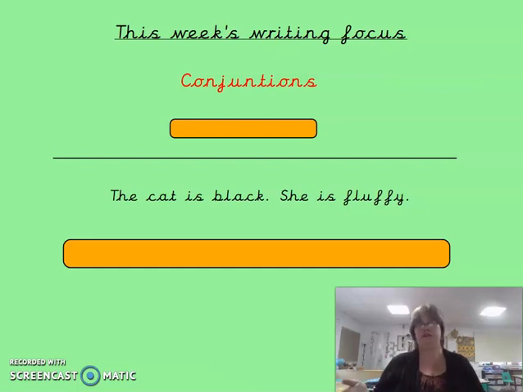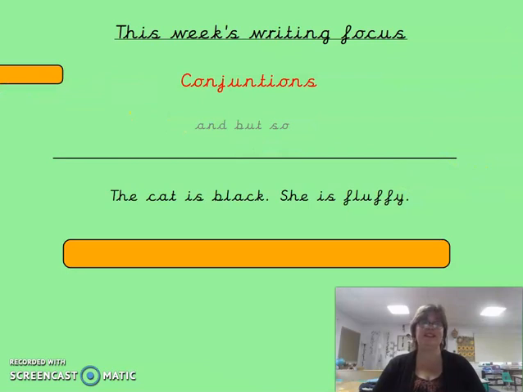So there are lots of different words that can be used as conjunctions, but we're going to focus on 3 today, and we're going to focus on 3 coordinating conjunctions, and we're going to focus on the words and, but, and so. So and, but, and so. So these 3 words can all be used to join sentences together.